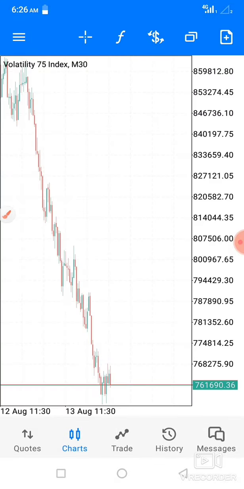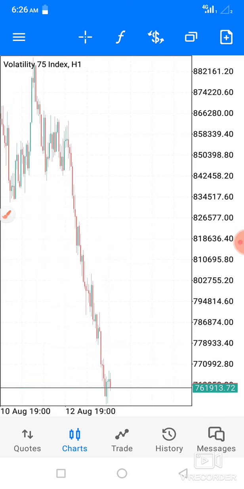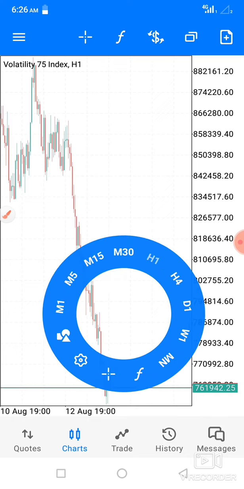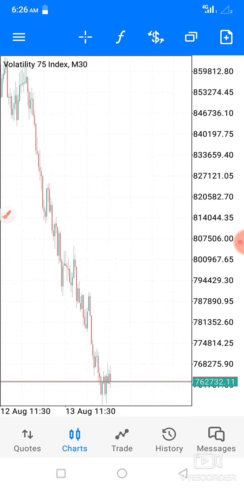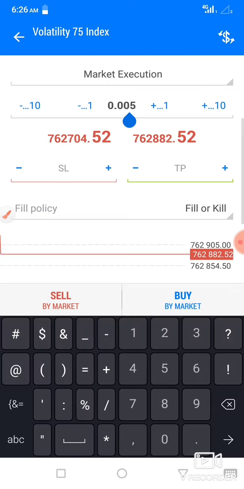So before I place any trade, I can go to the chart and I can see this one is going down, and I use M30, I go to H1 and I can see the same, and I can go to H4 and I can see the same. Then I can safely place a buy.